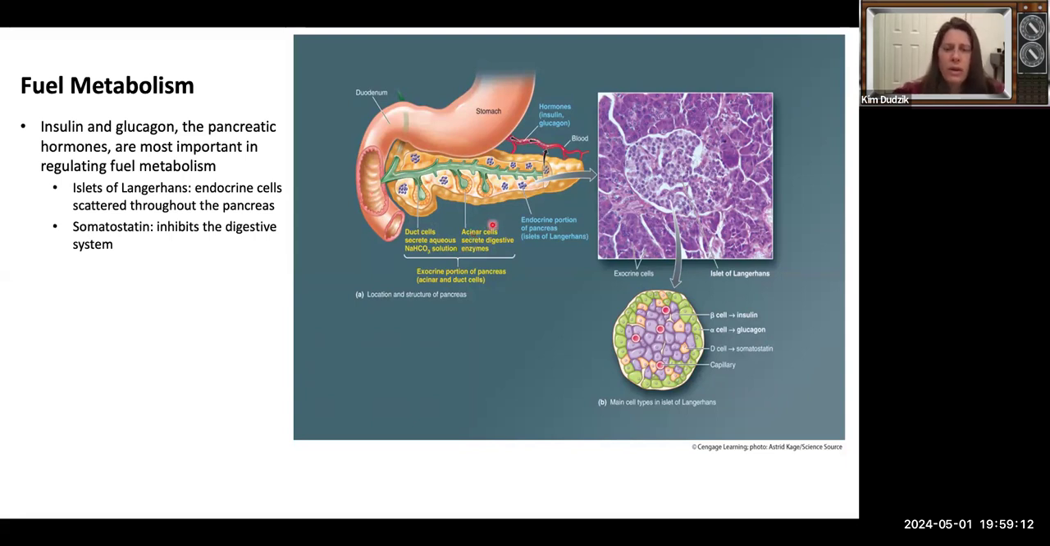The hormones, however, are created by other cells in this pancreas. They're usually clustered in these little sections here, and these are called the islets of Langerhans.